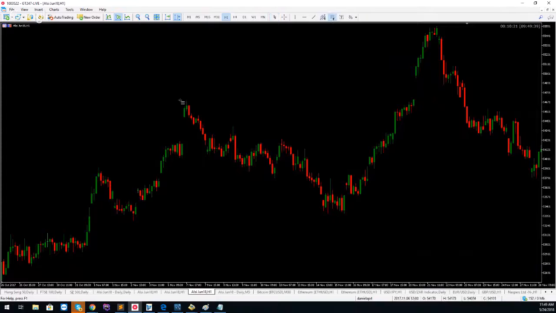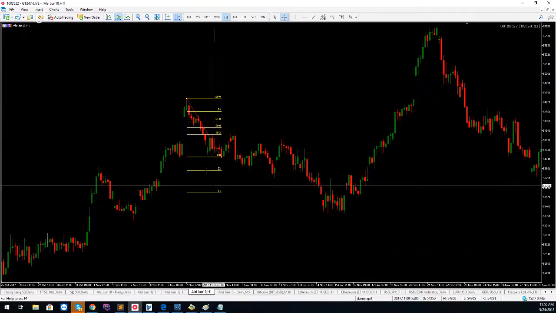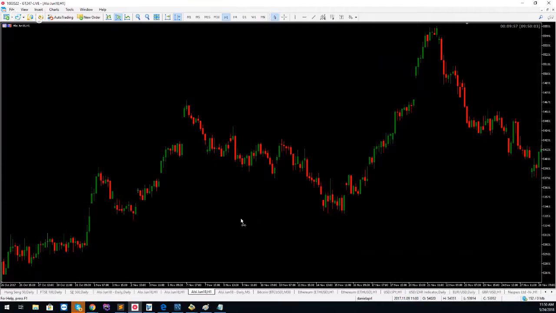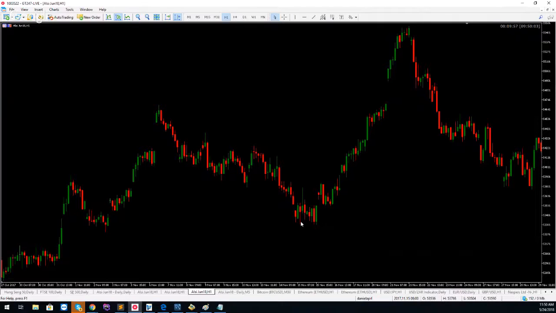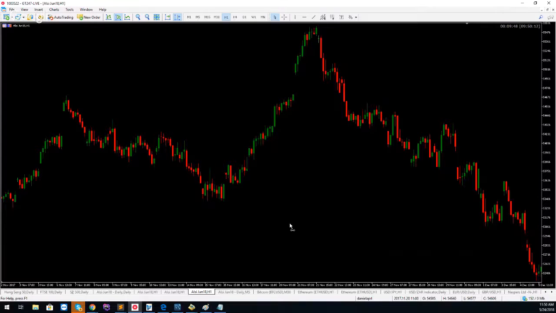Yeah, we've got down to there. So it moved up and hit 50% on the nose, ran up. Okay, and I'm looking for nice clean swings to show you. This will be an example.